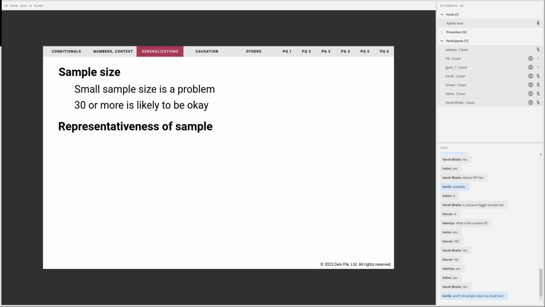All right, let's continue with the other main thing that we need to consider when it comes to the sample: the representativeness of a sample. So, let's say that you have some sort of poll or some sort of study or survey, and it's based on a sample.